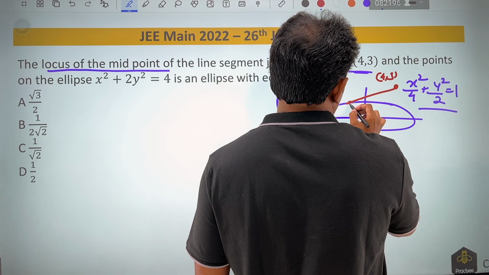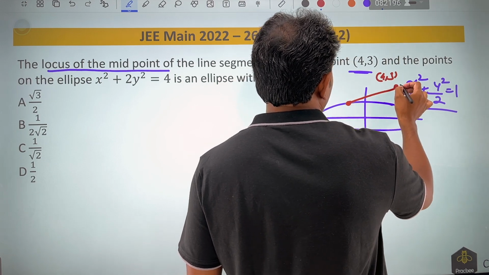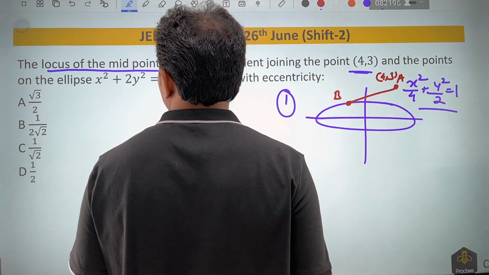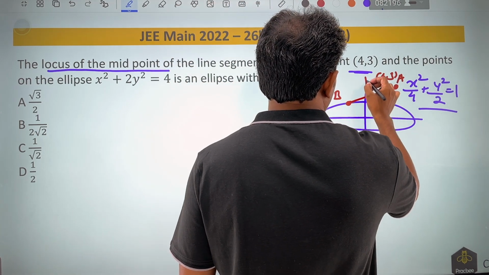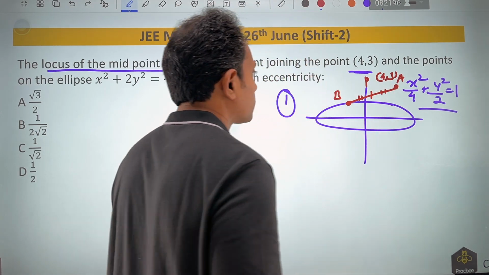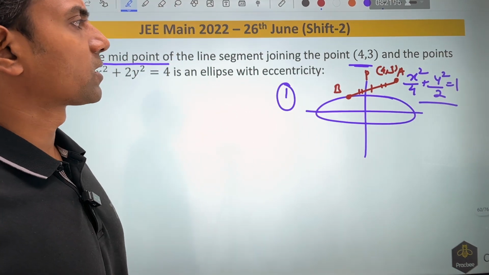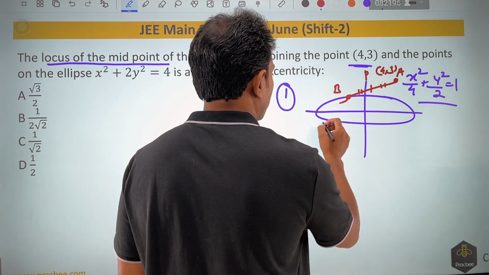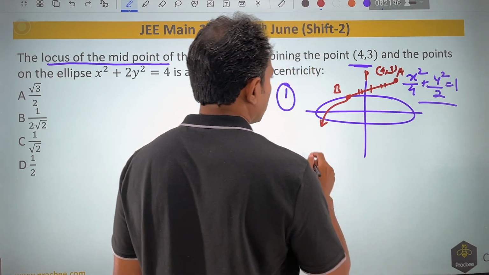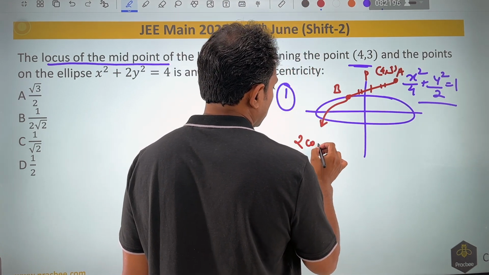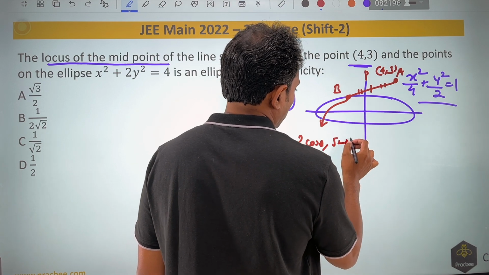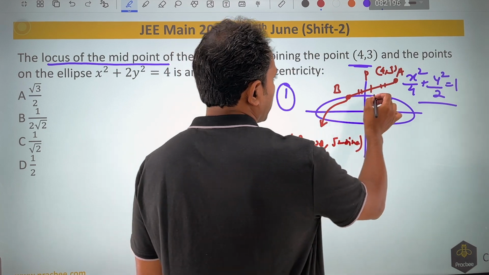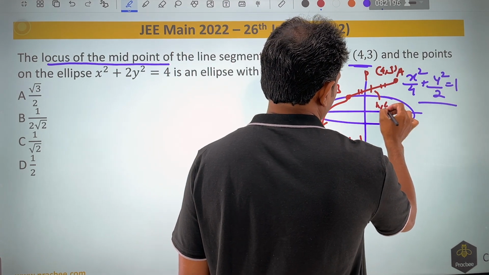So now if I take a point on the curve, this is my point, let us say A. Point on the curve is B. The locus of the midpoint of this line, so this midpoint is P. So in order to solve this question, whenever questions of locus are given, we use our parametric form. So parametric form in this case will become a cos theta, b sin theta. So that will become 2 cos theta, root 2 sin theta.